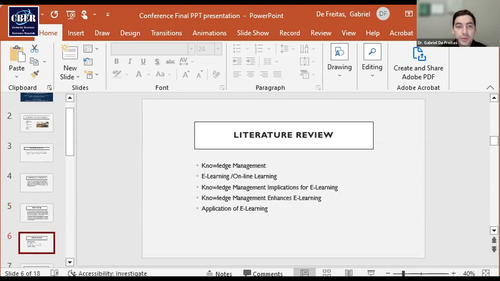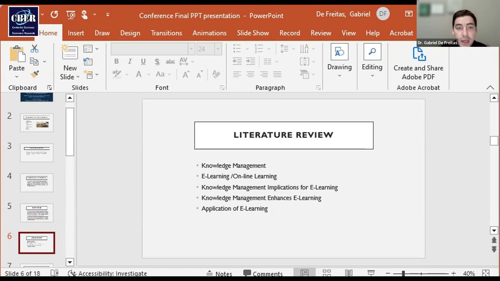So in our literature review, we cover the following topics: knowledge management, e-learning or online learning, knowledge management implications for e-learning, how knowledge management enhances e-learning, and the application of e-learning. First, knowledge management concerns the role and purpose of knowledge within an organization as a whole. Knowledge management can support individual learners in making connections with their instructor, bringing together knowledge seekers and knowledge sources in such a way that they can interact with one another and more effectively share tacit knowledge.